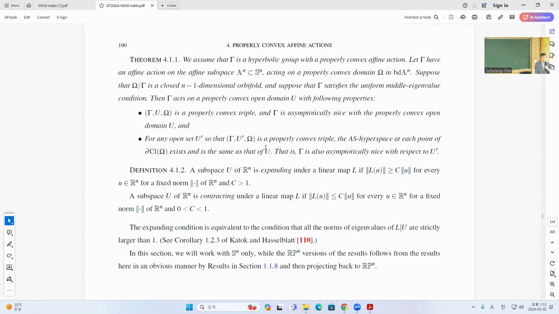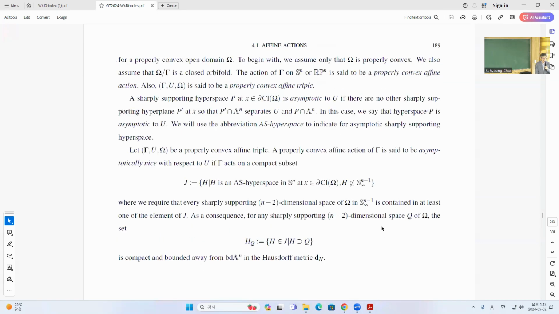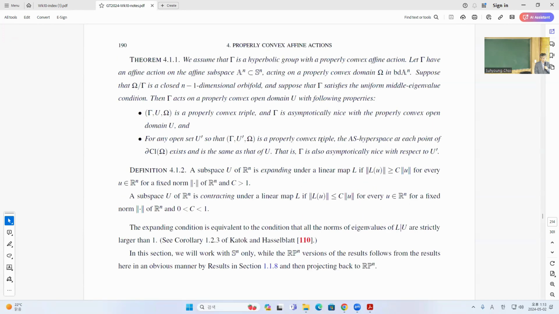And if you have any other such triple, then the AS hyperspace at each point exists and is the same as for U. And that is, gamma is also asymptotically nice with respect to U prime. So this is word hyperbolic. So actually the boundary of omega is C1. So at each point there is only one sharply supporting hyperspace. And then this theorem says that there's only one n minus one dimensional hyperplane containing that point.